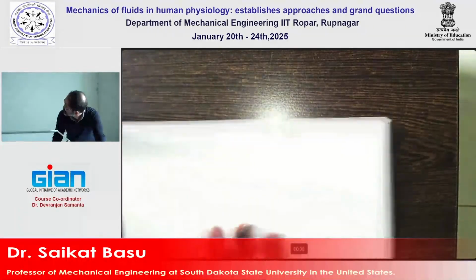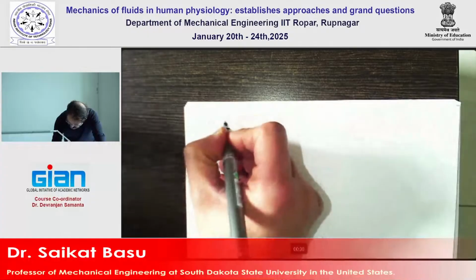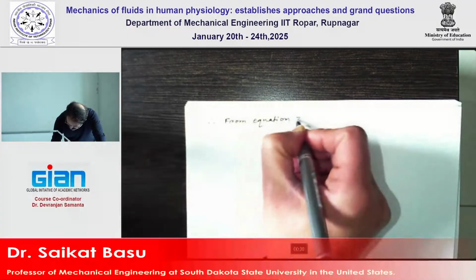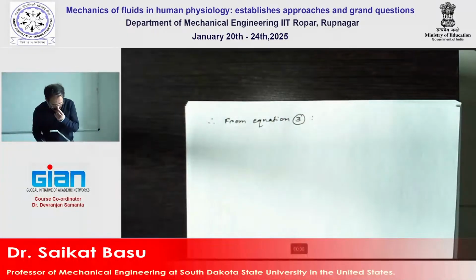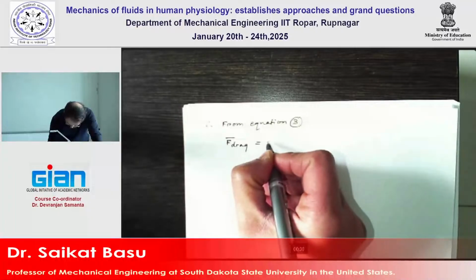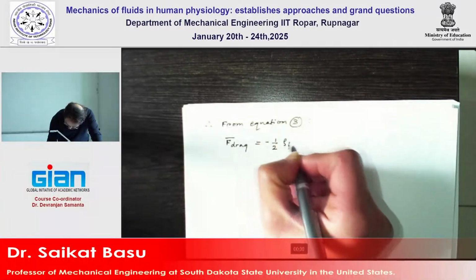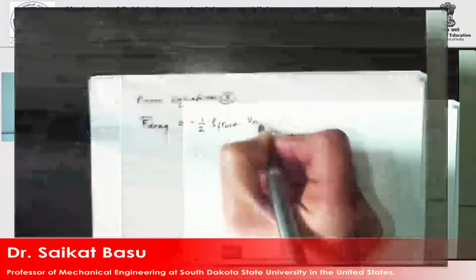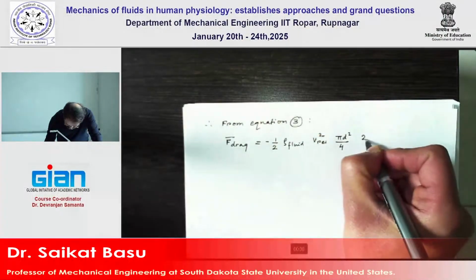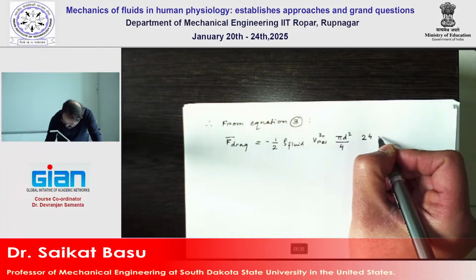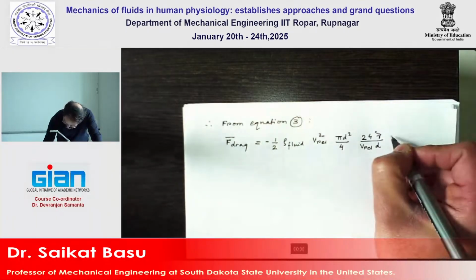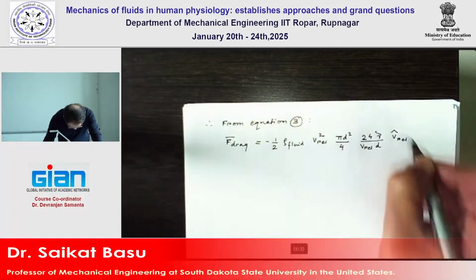So therefore, from equation 3, the F drag is minus half rho fluid V rel squared pi d squared over 4, 24 over RE, so I'm breaking the Reynolds number up, kinematic viscosity divided by V rel times d, and the unit vector for V rel.